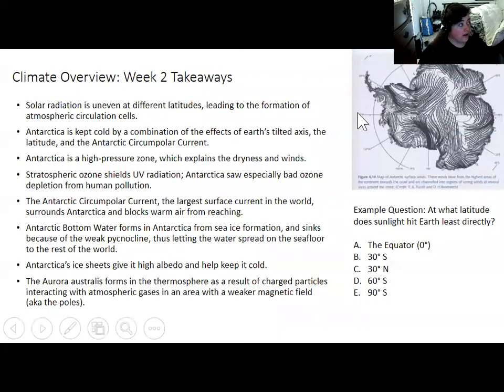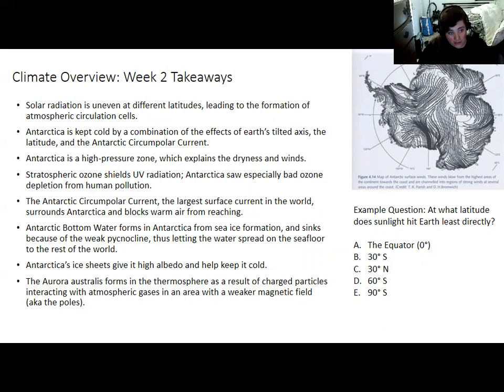Okay then, let's talk about some of the takeaways from the climate lectures, because they sort of flowed together and they delved into a lot of specifics. But this slide has what I view as the most important takeaways, especially in terms of how the modern climate of Antarctica is brought about, the factors that lead Antarctica to be as cold, dry, and windy as it is.